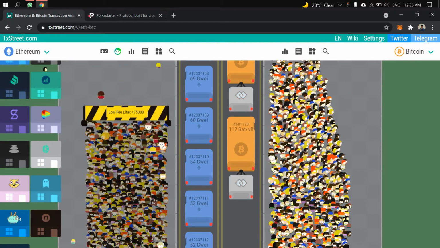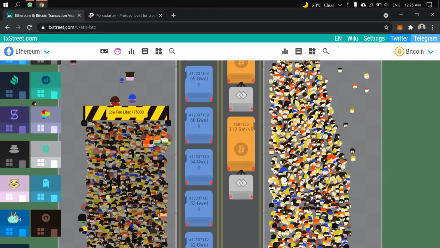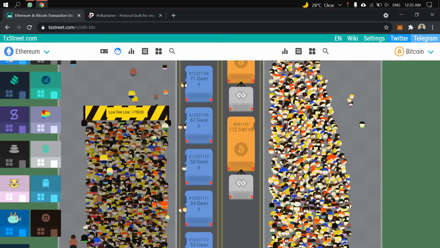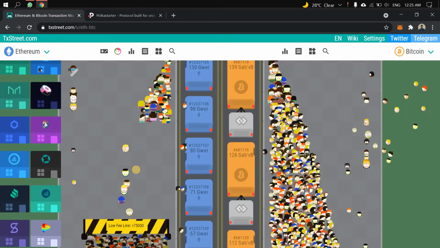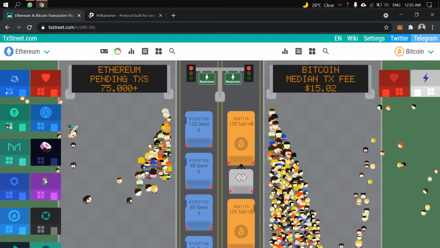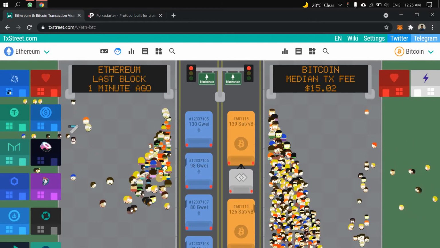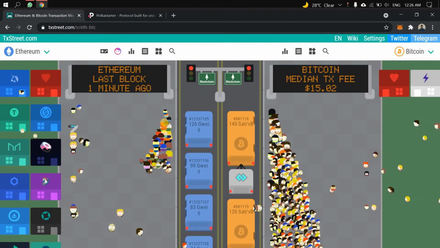You can also see there is some sorting as well, where we can see low fee category transactions waiting at this particular place. So now what is happening is these particular blocks are yet to be mined. You can see the current block is 7105.